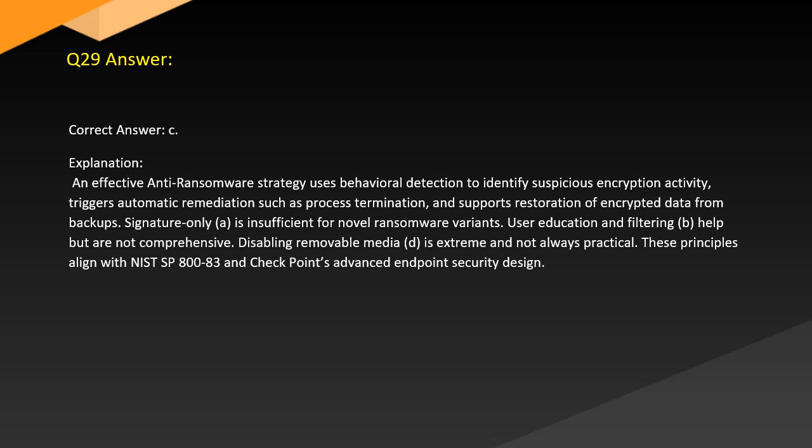Answer. Correct answer: C. Explanation. An effective anti-ransomware strategy uses behavioral detection to identify suspicious encryption activity, triggers automatic remediation such as process termination, and supports restoration of encrypted data from backups. Signature-only (A) is insufficient for novel ransomware variants. User education and filtering (B) help, but are not comprehensive. Disabling removable media (D) is extreme, not always practical. These principles align with NIST SP 800-83 and Check Point's advanced endpoint security design.